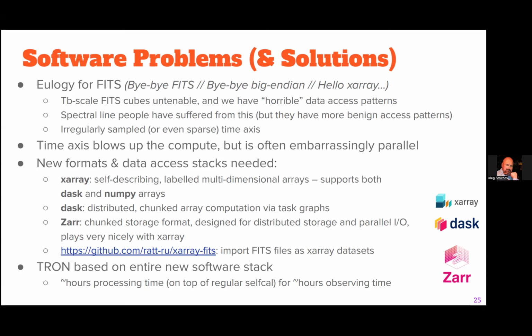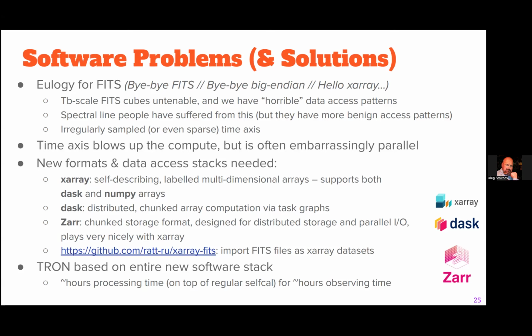Just opening up the time axis blows up the compute, blows up the storage, but at least it's largely a parallel problem, so you can write parallel code to do it. So we ended up writing an entirely new software stack for this problem based on a number of technologies, which again could be a subject of a whole different talk. But key to that is something called Dask, which gives you distributed chunked array processing in Python, and something called Zarr, which is a chunked data storage format.